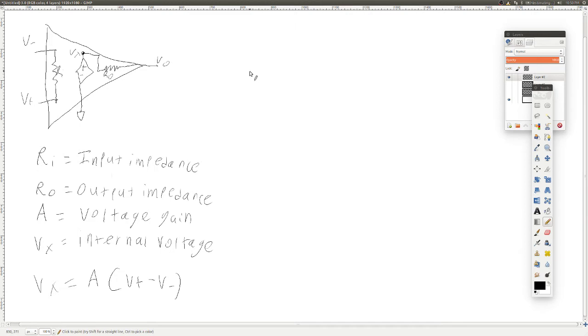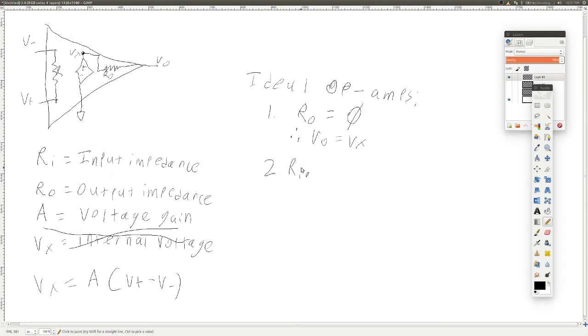Now, we're going to talk specifically about ideal op-amps. So from here on, you can forget almost all of this. Why? Because we get to make some assumptions in the case of an ideal op-amp. The first assumption, RO is equal to 0. What that means is that Vout is equal to Vx, meaning we don't even need to worry about this anymore. 2, Ri is equal to infinity. This means that there is no current I from minus to plus, so I from minus to plus equals 0.